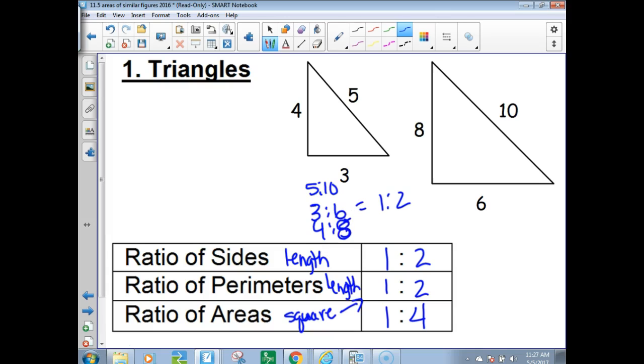I'm sorry. Thank you for catching that. I was just really quick writing down and I accidentally wrote one wrong. Thank you for saying something. I don't like wrong things on my paper. Does that make sense now? It is 4 to 8 half, 3 to 6 half, 5 to 10 half.